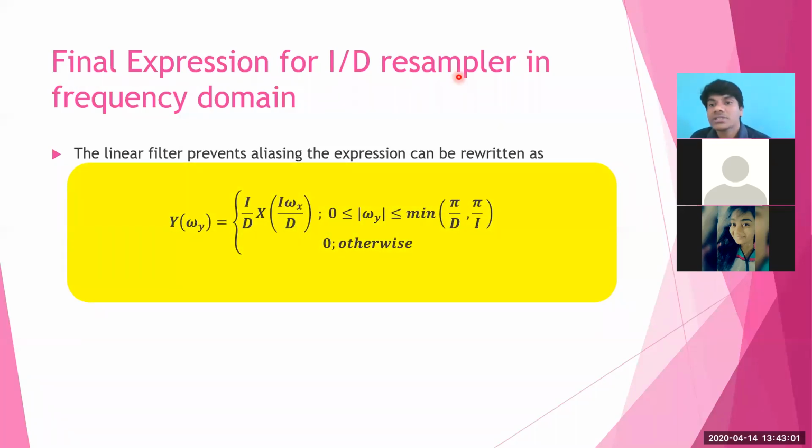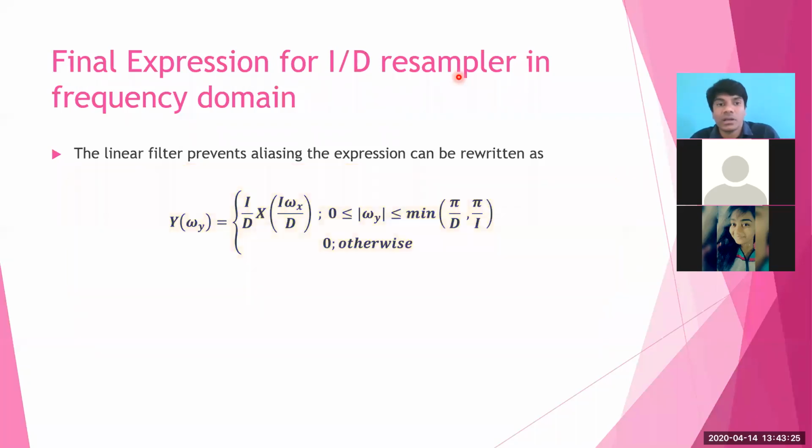So it is scaled by I, it is scaled by D, that is I by D scaling for the amplitude, as well as I by D scaling for the frequency also. Now you have to keep in mind that the frequency should be between 0 and the minimum of pi by D, comma, pi by I, whichever is lower.